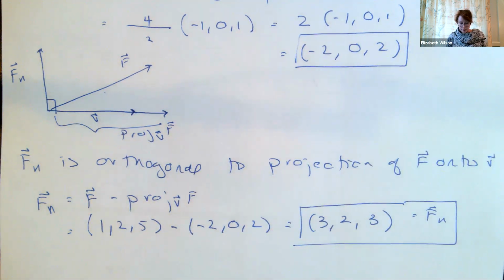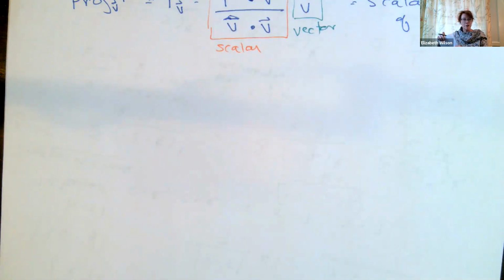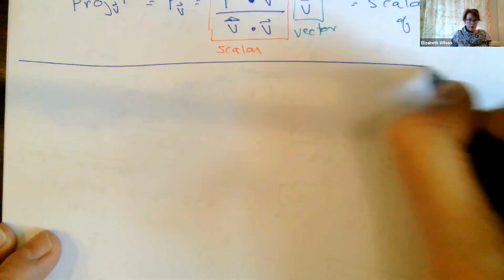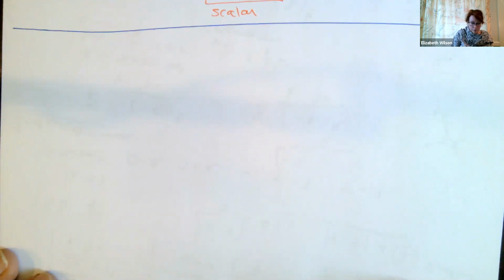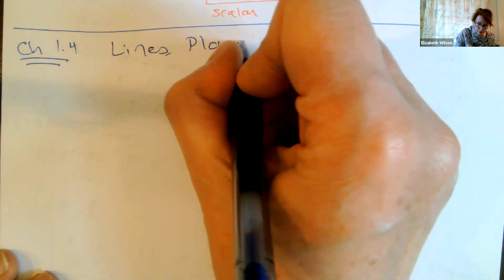Okay. All right. Once you guys have that, then we're going to start chapter 1.4. I don't know how far we'll get into it, but we're going to at least start it today, because there's a lot of stuff in 1.4. We're going to make sure we have time. Okay, so chapter 1.4 is called Lines, Planes, and Hyperplanes.